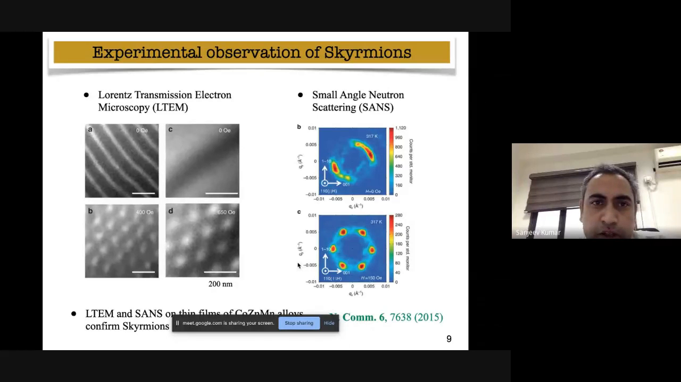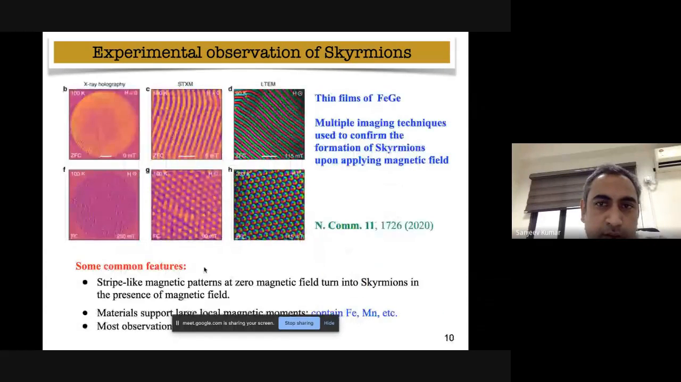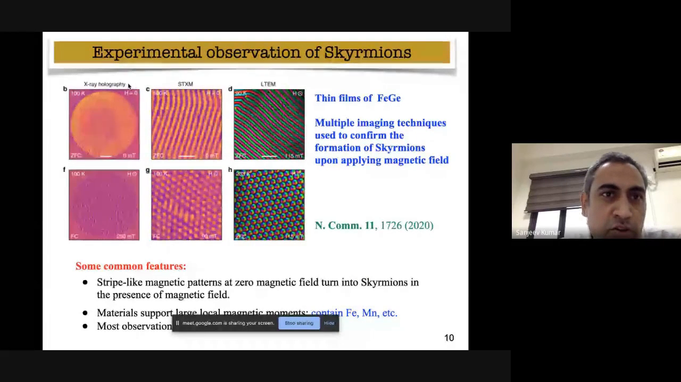In addition to this, there are more modern techniques, something called X-ray holography, which I don't know much about actually, which have been used lately to map out these skyrmion textures. And this is a Nature Communications paper of this year.